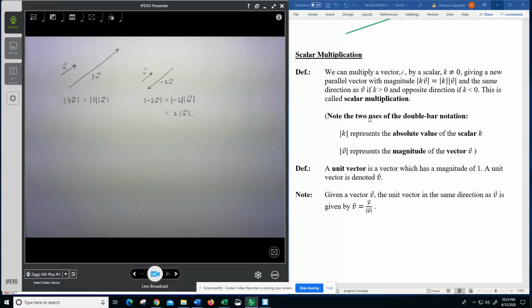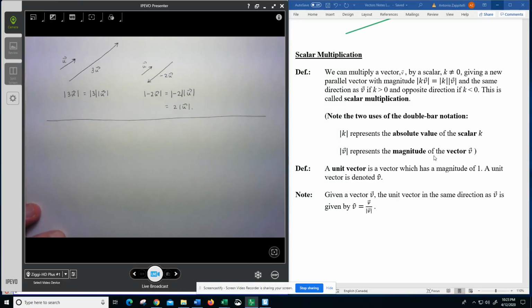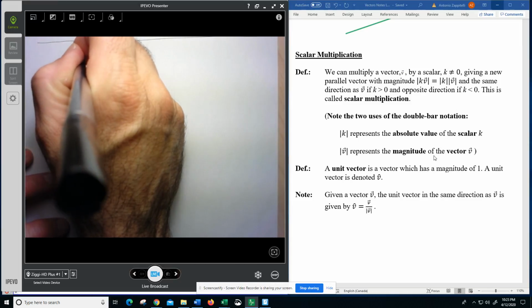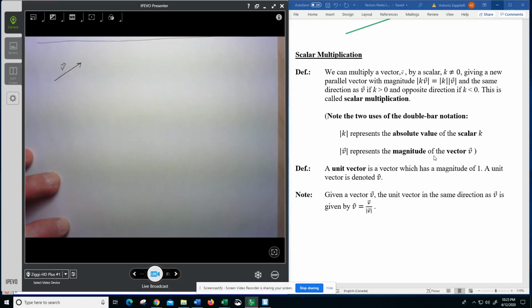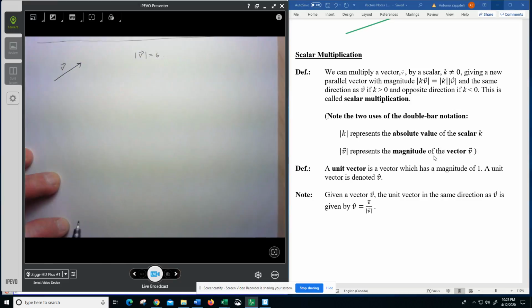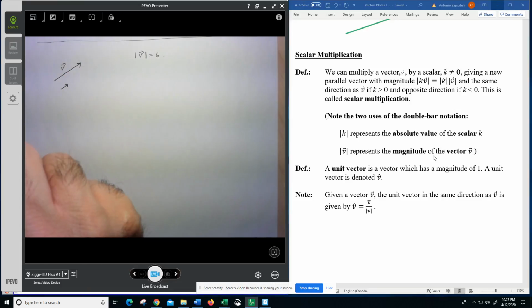So again, notice here we have to understand the difference in this notation. In this scenario here, k is a scalar, hence the 2 bars represent absolute value, and then here v is a vector, so the 2 bars represent magnitude. All right, so the last thing we're going to look at here, which is a nice application of scalar multiplication, is if I have some vector v, and say this vector v has a magnitude of 6, I might want to create a vector that's in the same direction as v, but has a magnitude of 1.